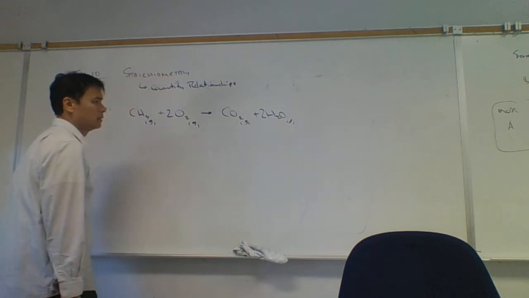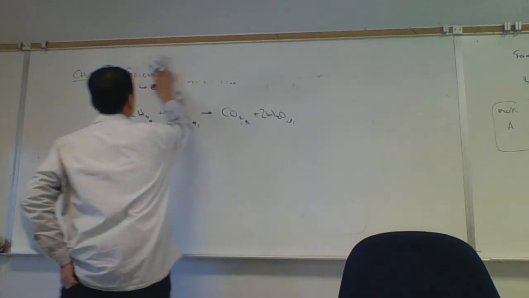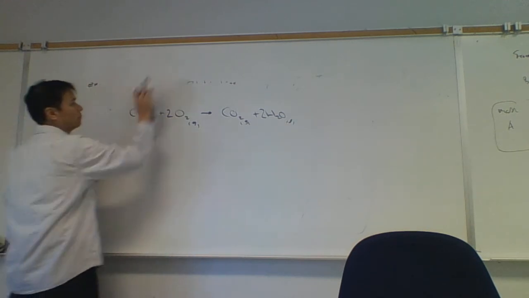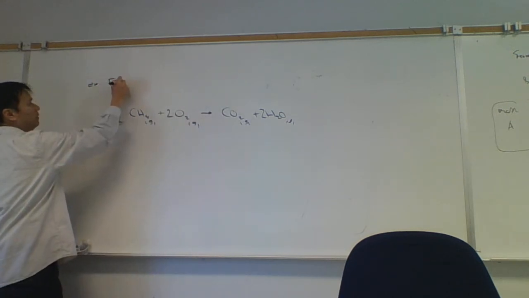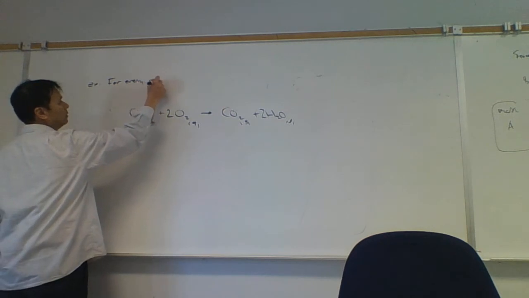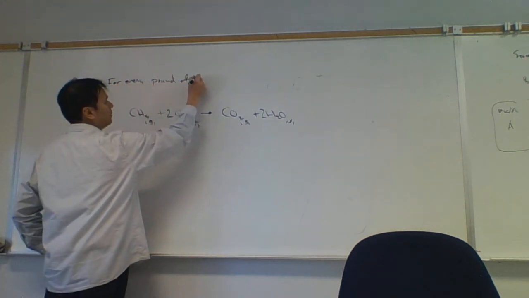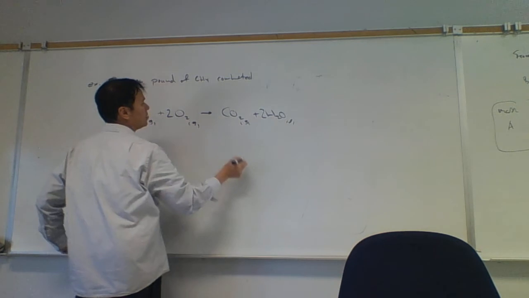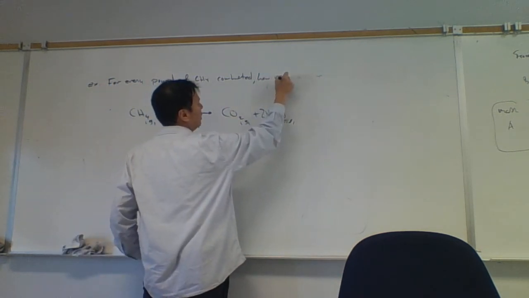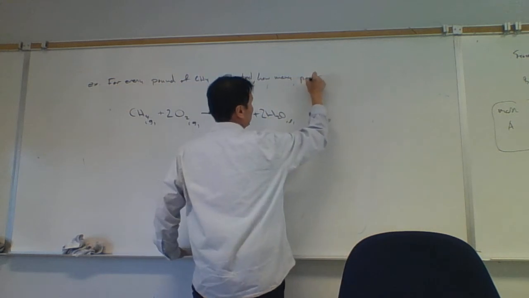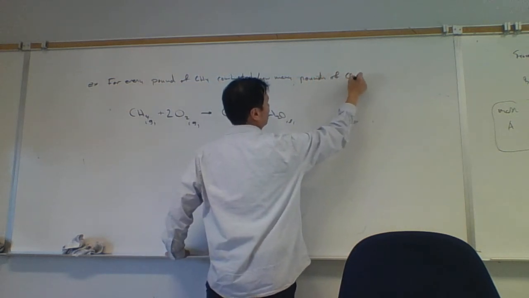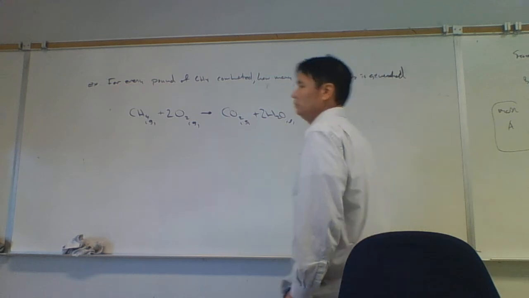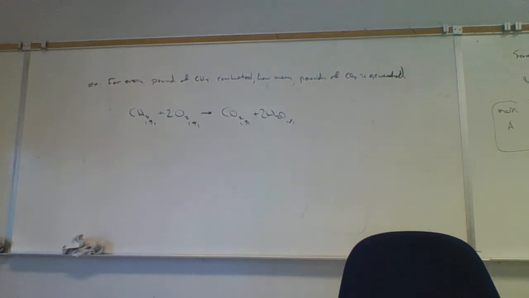So let's do an example here. For every pound of CH4 combusted, methane combusted, how many pounds of CO2 is generated? So those pounds, those are typical mass units that we use?